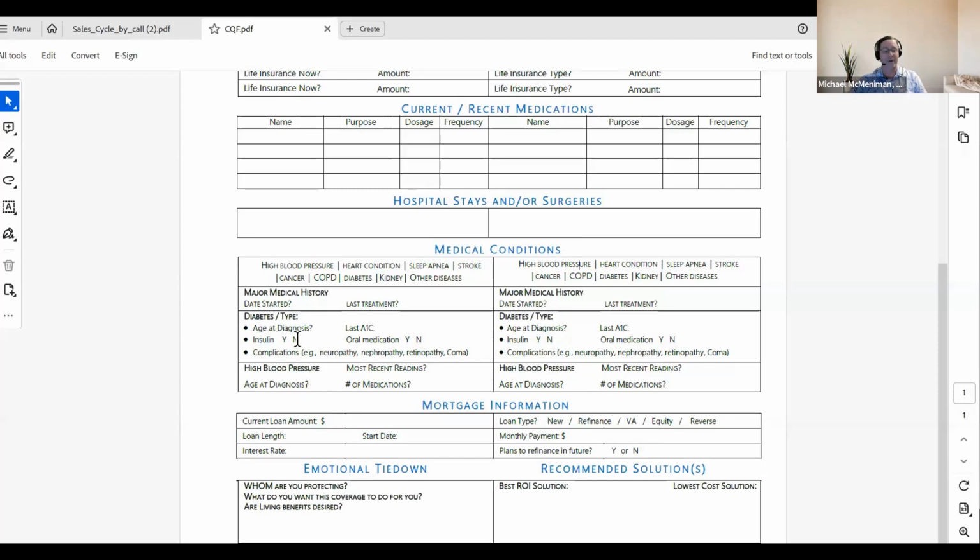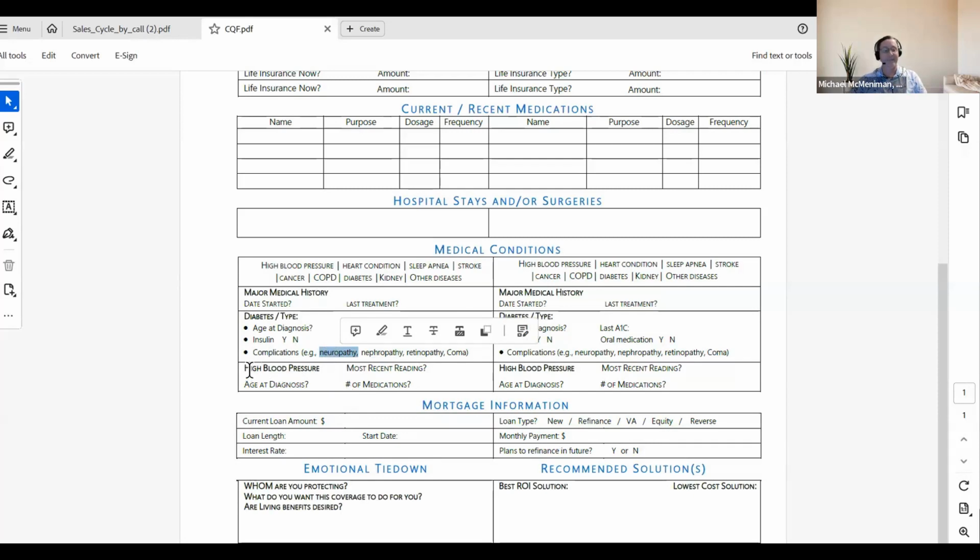You got to find out whether or not they're on insulin, what their last A1C reading is, and whether or not they're on medications. And super important, do they have any complications? Because if they have, like I do, diabetic neuropathy, which is problems with my feet, well, I'm pretty much out of the opportunity to get insurance at this stage of my life because of my diabetic neuropathy. It's almost a knockout for most carriers.